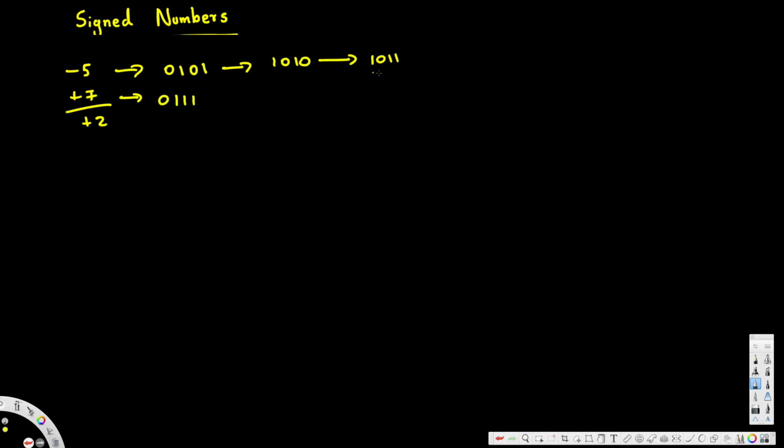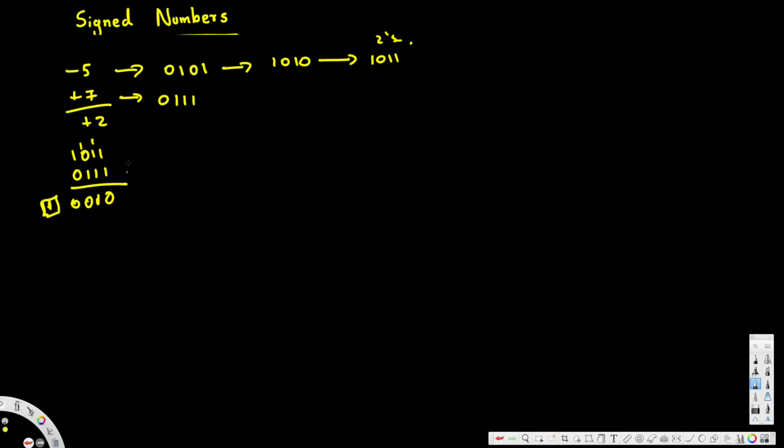Okay, now let's add these two numbers together. This is 2's complement: 1011 plus 0111. 1 plus 1 is 0, carry 1. 1 plus 1 is 0, plus 1, that's 1, and a carry 1. 1 plus 1, 0, and a carry 1. 1 plus 1 is 0, and a carry 1 right here. Here we have overflow. If we have overflow, it means it's a negative number.